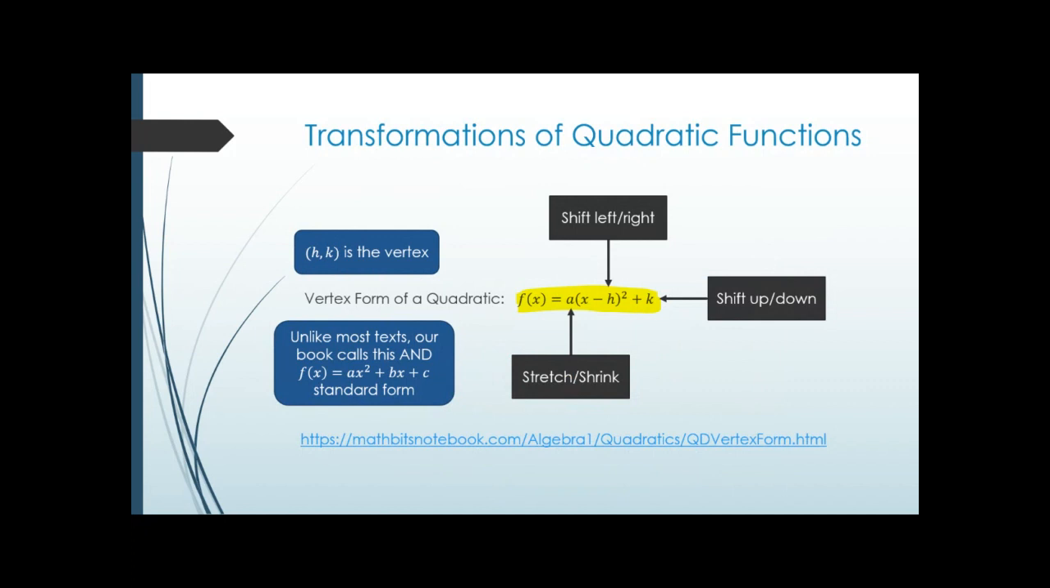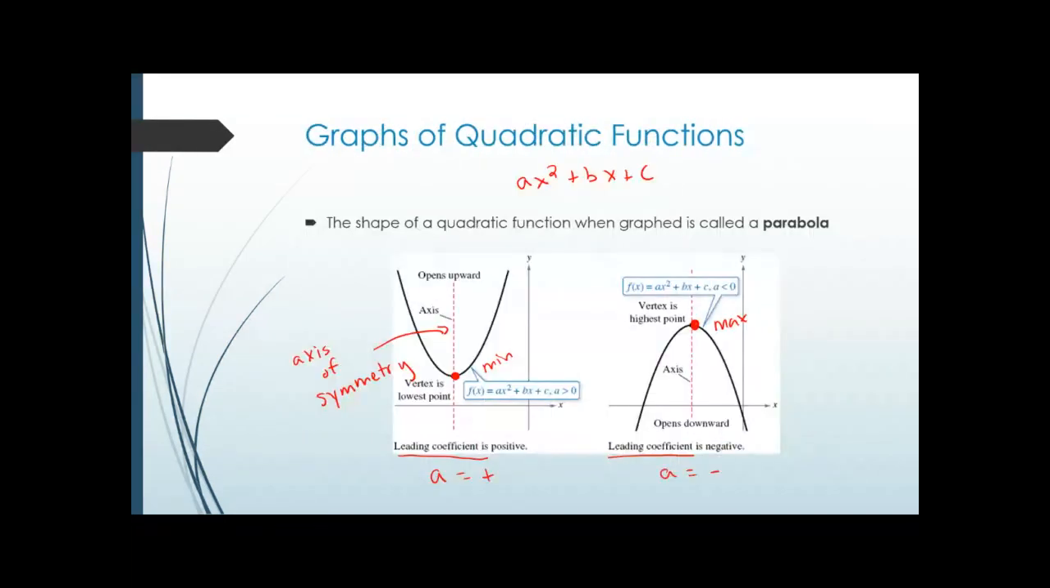Most textbooks call it vertex form. Most things you find on the internet call it vertex form. Vertex form is the standard name for it. However, our textbook calls this standard form, and it calls the prior form, the one on the previous slide, standard form. It calls them both standard form, which is very confusing.